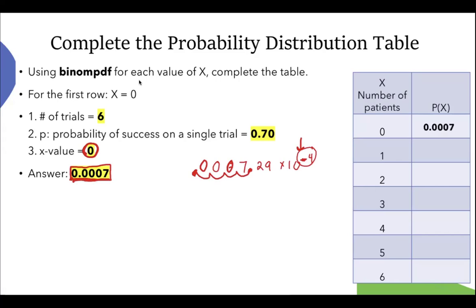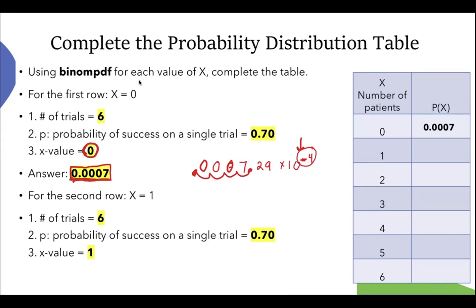And now when x equals 1, on our calculator, we're going to go back to binompdf and plug in the trials, 6. The probability of success on a single trial is 0.7 or 0.70, and this time change the x value to 1. And we calculate that probability. Now that's definitely going to be bigger than the first one. This one comes out to be 0.0102. So rounding to 4 decimal places for all of these, 0.0102, we see it gets a little larger.